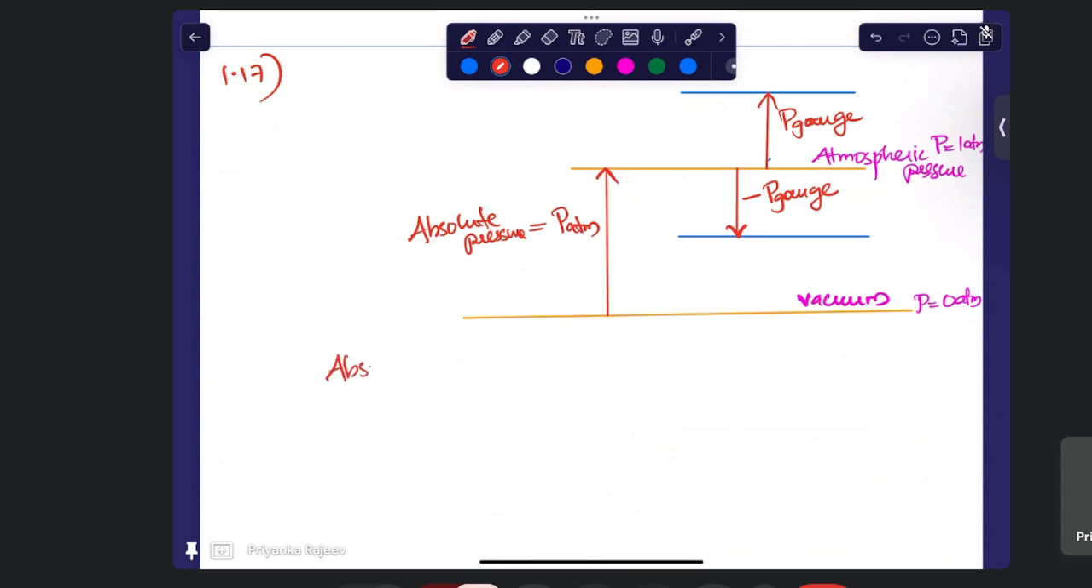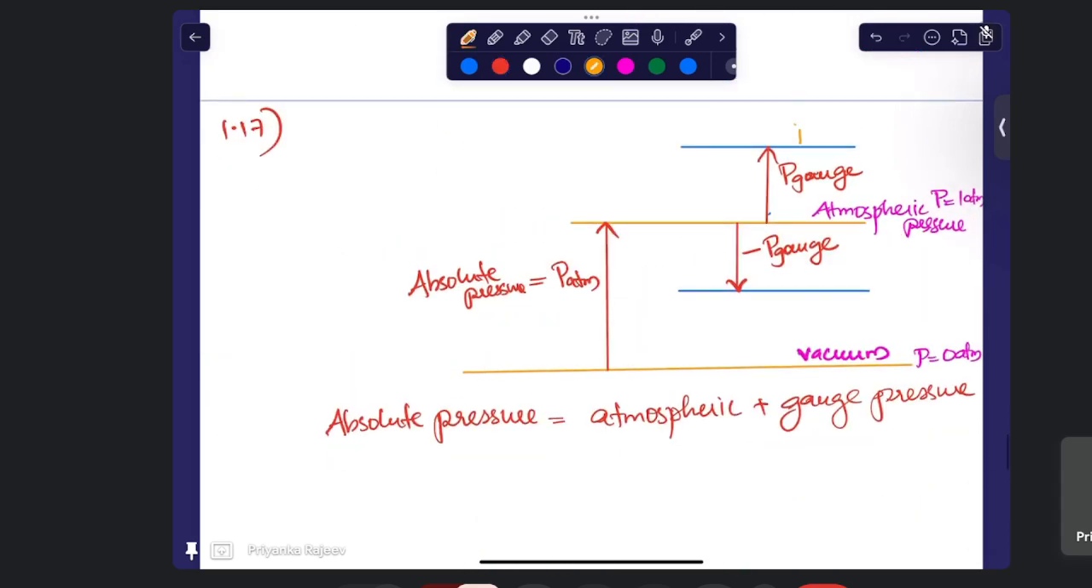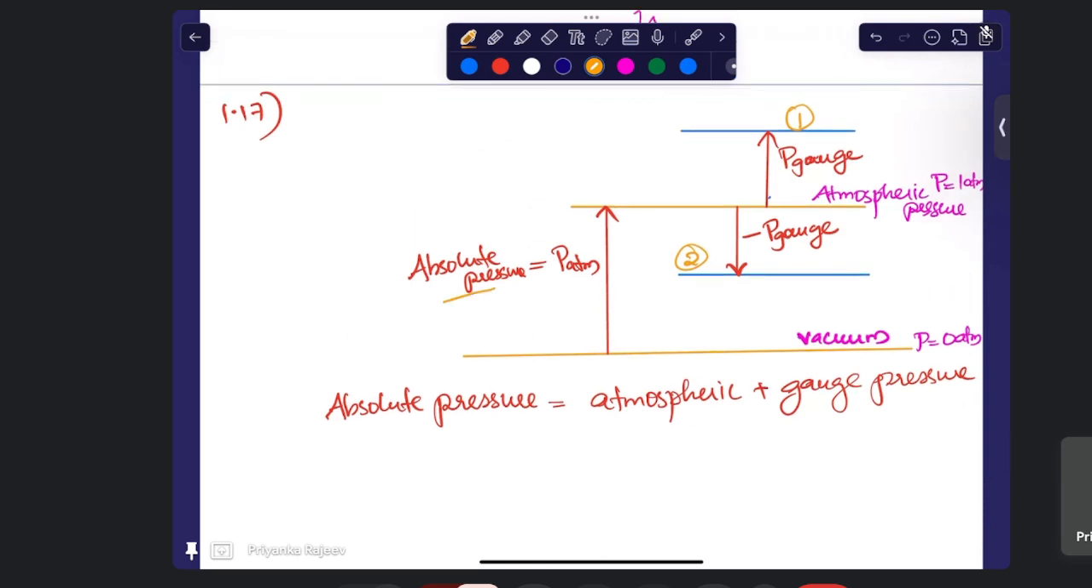Absolute pressure equal to atmospheric pressure plus gauge pressure. Right. Now think of these as two scenarios. One here, two here. In the first scenario, it is very obvious, like absolute pressure of this one, for example. In the first scenario, this is the absolute pressure for this one.